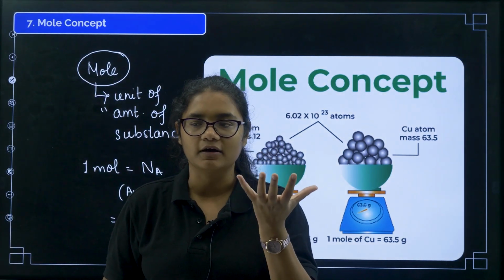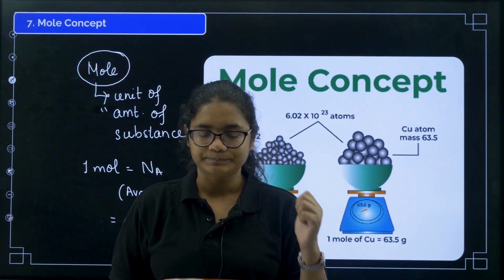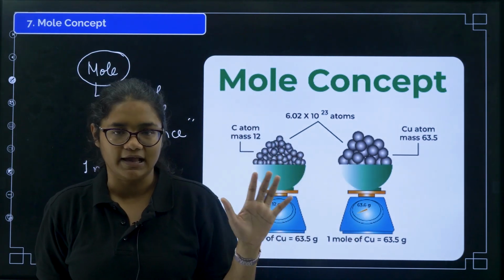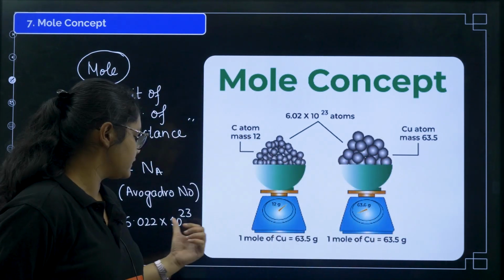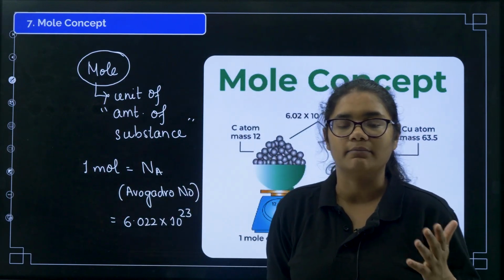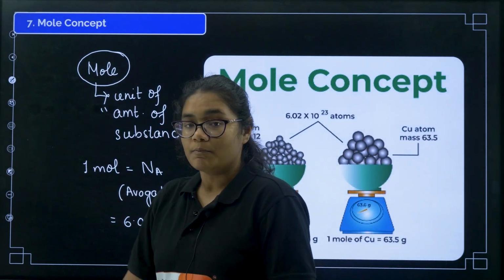1 mole is a unit to talk about the amount of substance. When I say 1 dozen eggs, we immediately think it is 12 eggs, right? If I say 1 mole of eggs, you need to think that there are 6.022 into 10 to the power of 23 eggs. Clear? Now coming to mass.